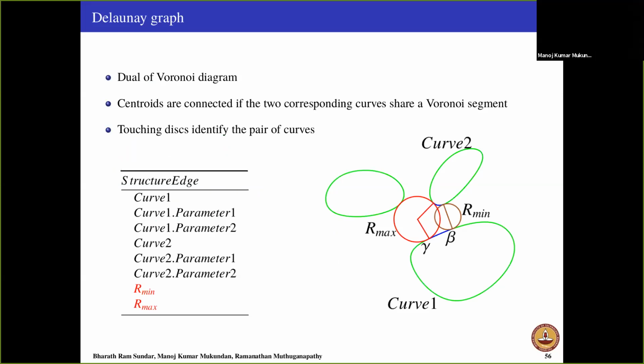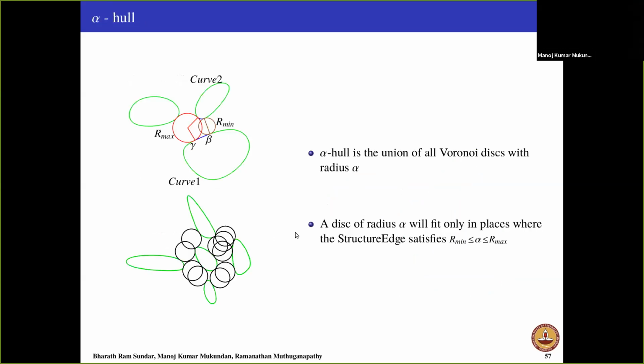Delaunay graph is the dual of Bernoulli diagram. Centers of two curves are connected by a straight line if they share a Bernoulli segment. Foot points of the Rmax and Rmin disks can be used to identify these pairs of curves. So the information listed in the structure H can be used to construct the Delaunay graph without constructing the Bernoulli diagram.